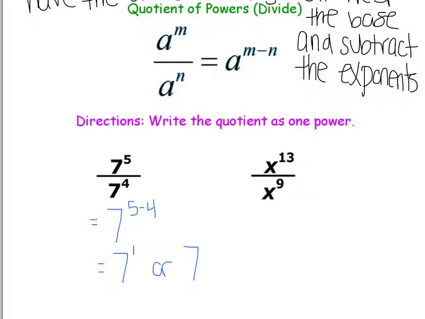For x to the 13th divided by x to the 9th, we keep the base, which is x, and take 13 minus 9 as the exponent. This gives us x to the 4th power. I know x is a variable, but it's still the same way whether it's a number or a letter.